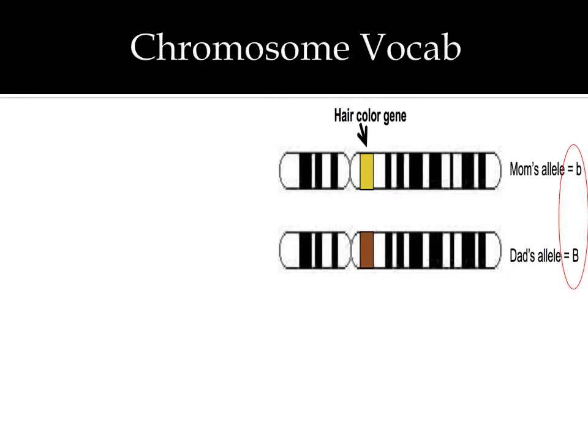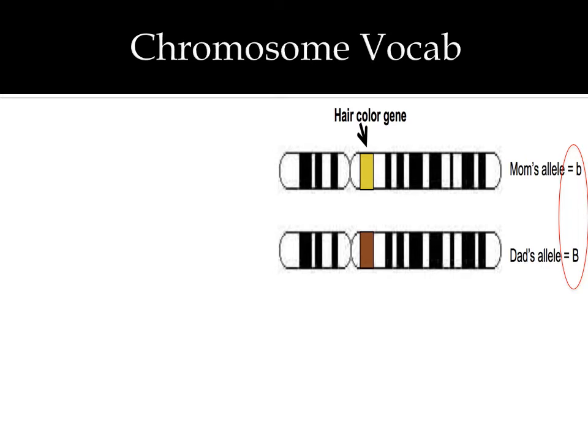Here we have 2 matching chromosomes, one from each parent. The hair color gene on each is highlighted, and we see that's in the same spot on each chromosome. It's not a random location. Over on the right, we see that mom's version of the gene, her allele, is written as a lowercase letter b, while dad's allele is an uppercase letter B. What are those big and small letters supposed to mean, though?